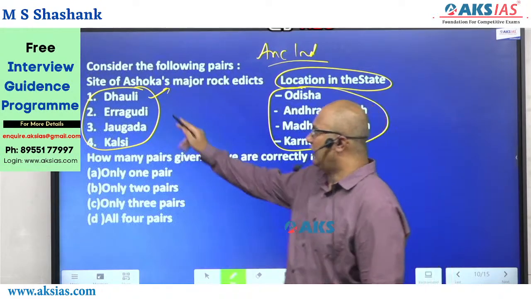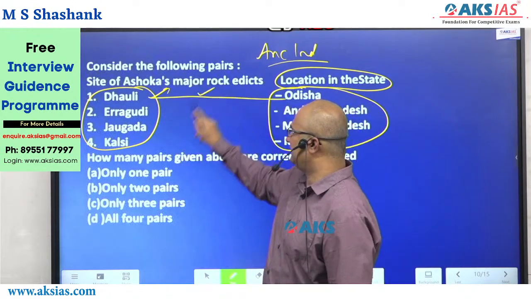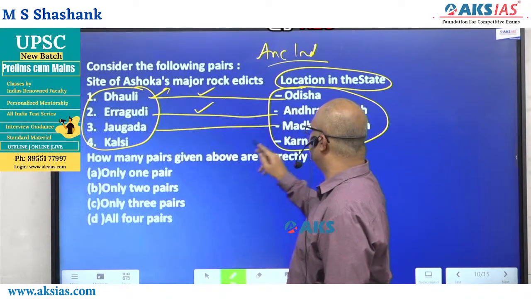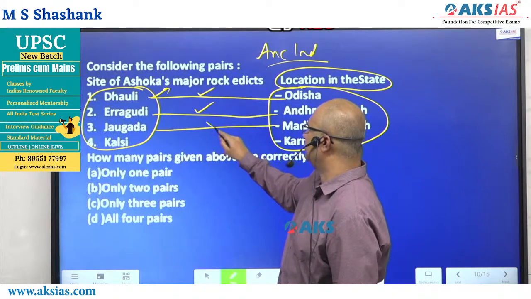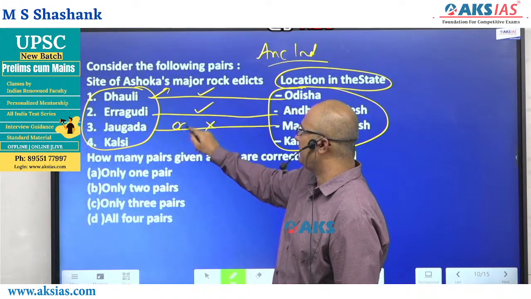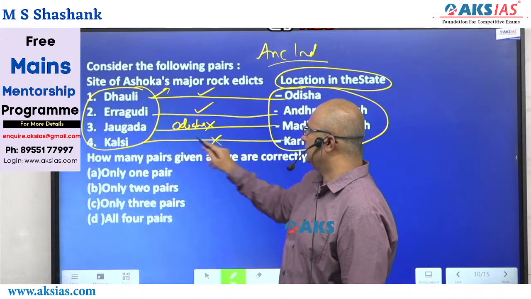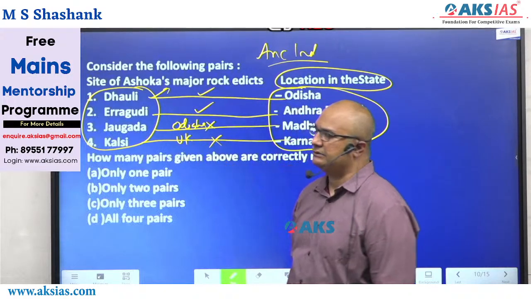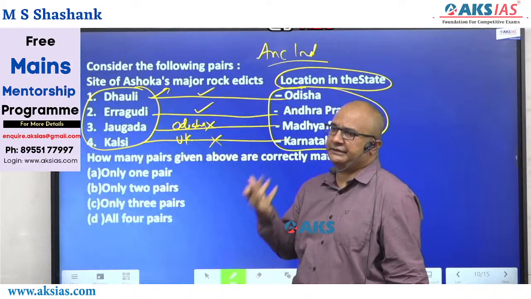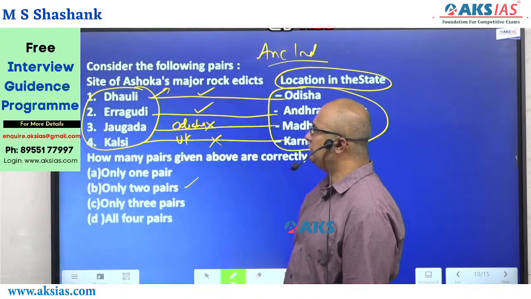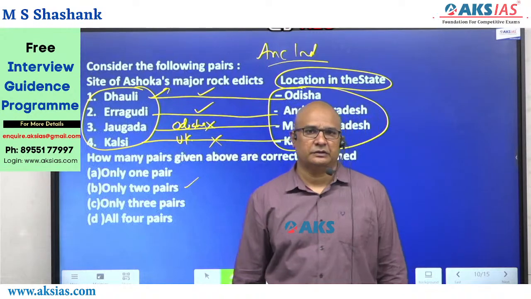If you see, Dhauli is in Odisha, that is correct. Erragudi is in Andhra Pradesh, that is correct. Jaugada is in Madhya Pradesh? No, it is also in Odisha. Kalsi is in Karnataka? No, it is in Uttarakhand. A very factual question. There is no logic that you can apply there. So the answer will be 1 and 2 only are correct. Only 2 pairs are correct. So answer is B.